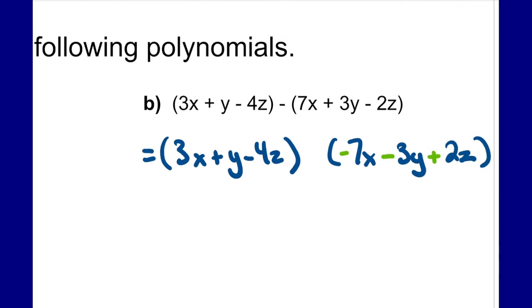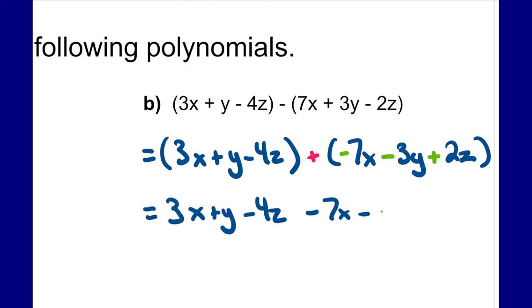And again, the reason being, if I subtract a positive, that's the same thing as saying subtraction. If I subtract a negative, that's the same thing as saying addition. Because I've changed the signs in the bracket, the operation now becomes addition between them. I can drop my brackets now, 3x plus y minus 4z plus negative 7x plus a negative is the same thing as saying minus 3y plus 2z. We can go through now and look for our like terms.